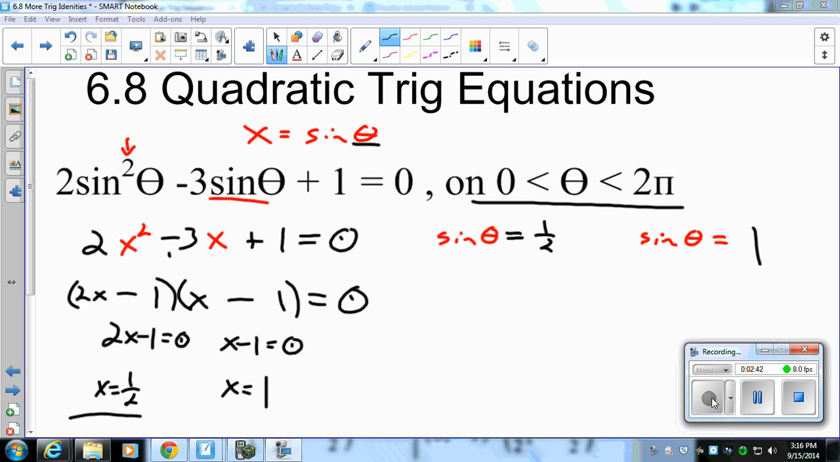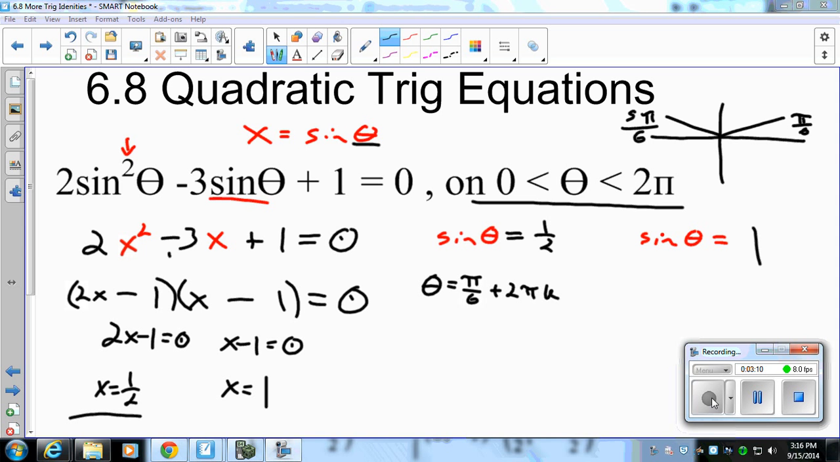Now doing these two, I'm going to go ahead and solve them out. I'm going to draw my unit circle. I know that sine of theta being 1/2, sine is positive in quadrants 1 and 2, and this is going to be a reference angle of pi over 6. I get 5 pi over 6 here, and then I'm going to hit those on every 2 pi interval. So for this, theta is equal to pi over 6 plus 2 pi k, and also equal to 5 pi over 6 plus 2 pi k.